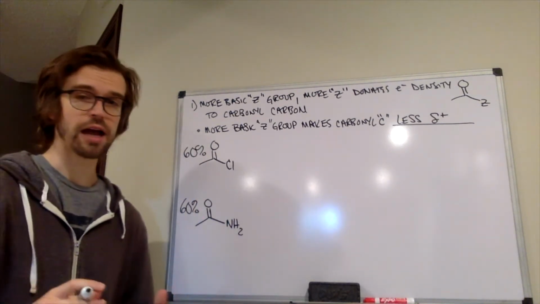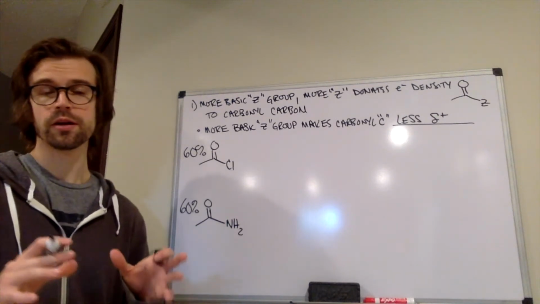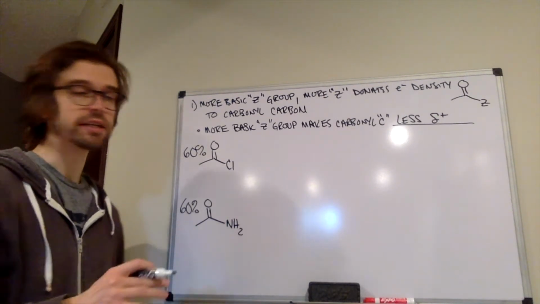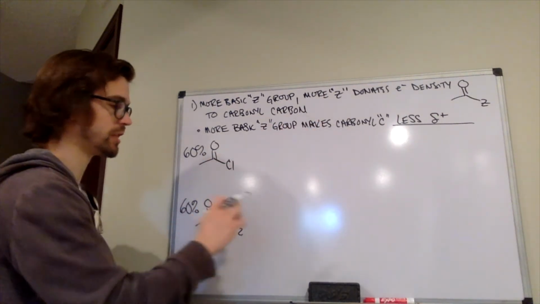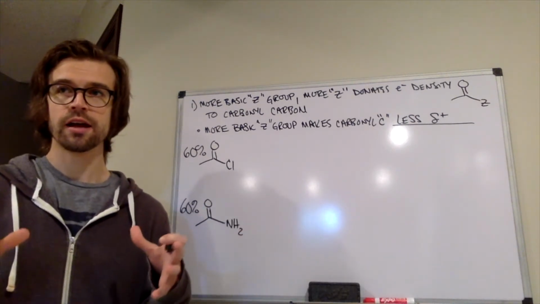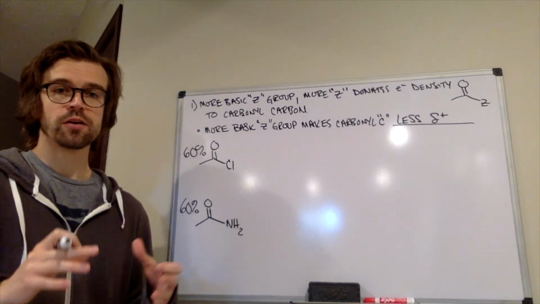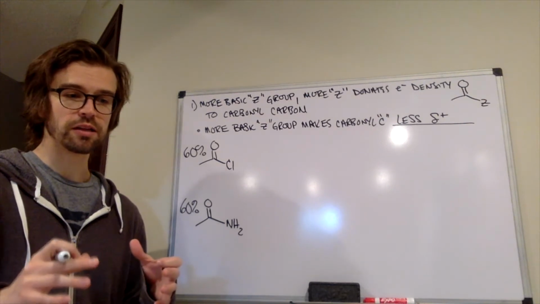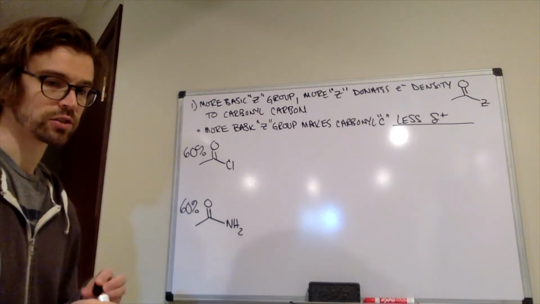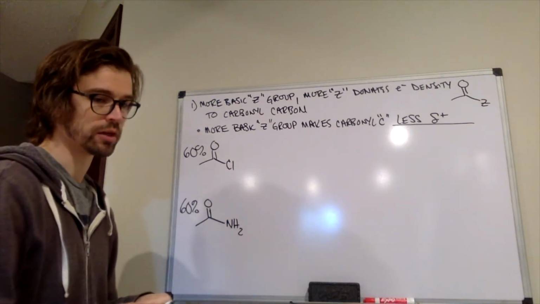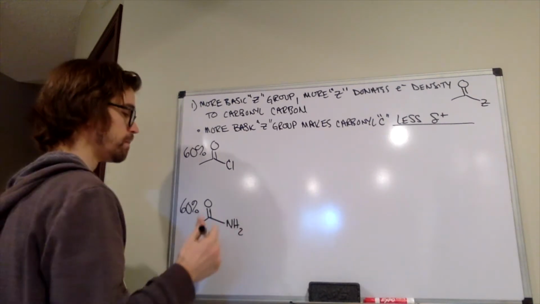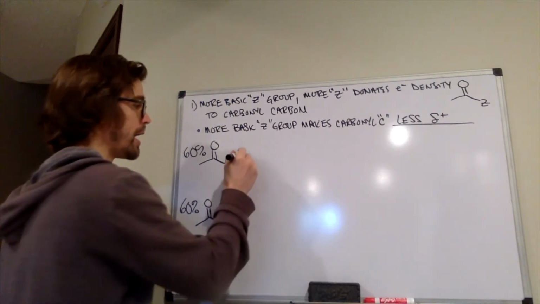This would probably be a good time for you guys to write up two more resonance structures for each of these. So this one's going to have two more, this one's going to have two more, and then think about which ones would be the better or worse resonance structures, or the more or less contributing forms. So you've done that, now you're back.